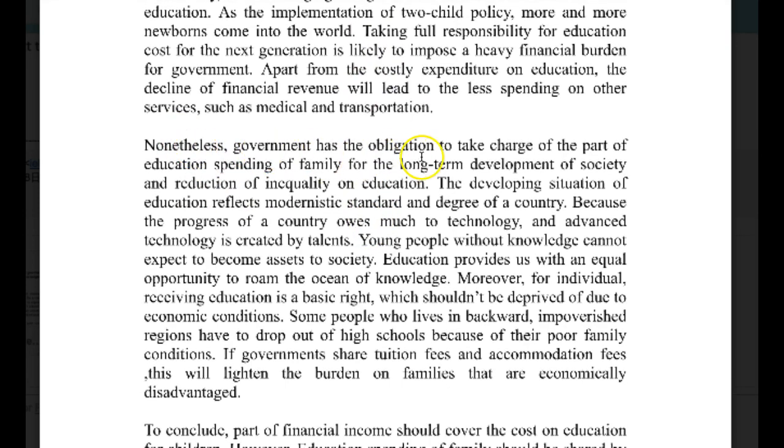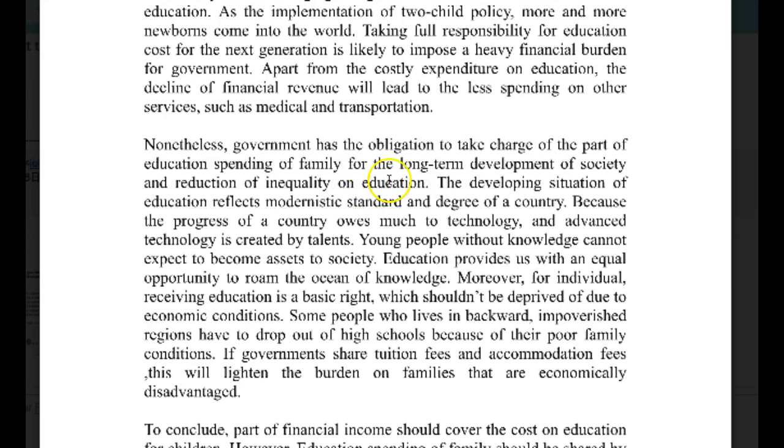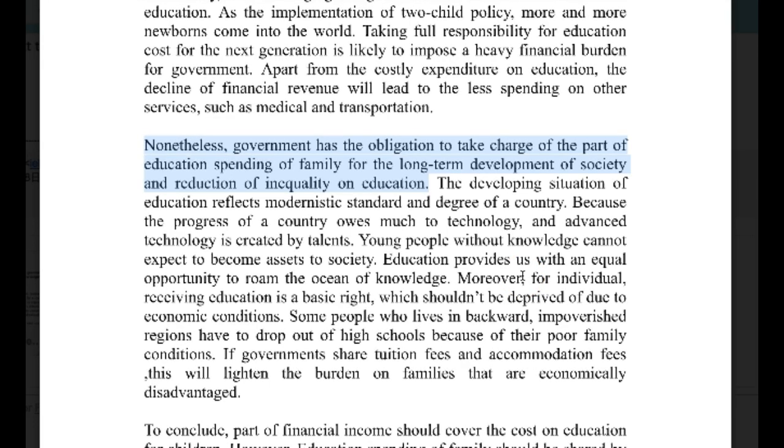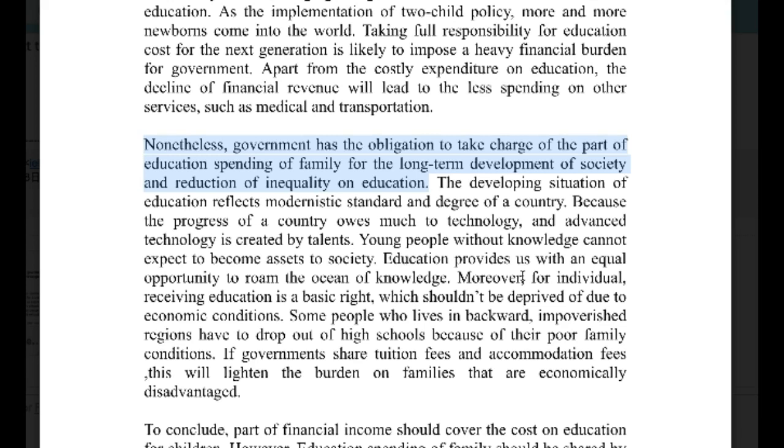Nonetheless, government has the obligation to take charge of the part of education spending of family. I don't get that. This sentence needs to be cut up and made shorter to make it easier for you to write and easier for me to read, or the examiner to read. Nonetheless, government has the obligation to take charge of education spending for the long-term development of society and reduce inequality in education. Okay, so there's some preposition mistakes there as well. And also I just tried to shorten it, reduce the unnecessary to make it more concise.